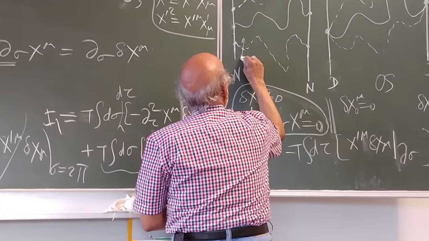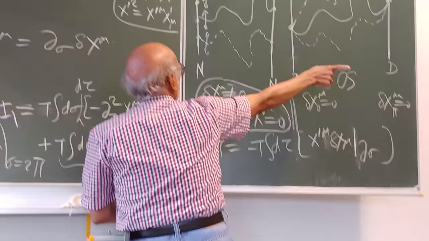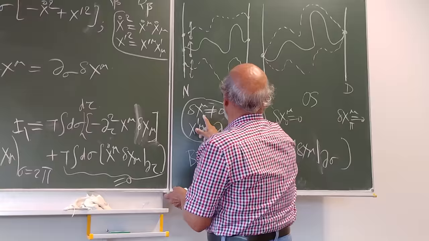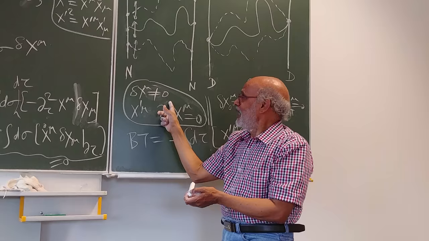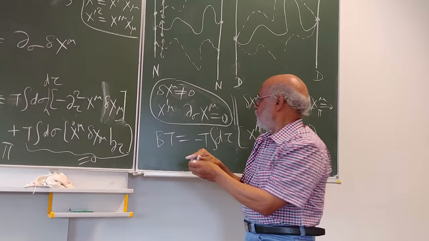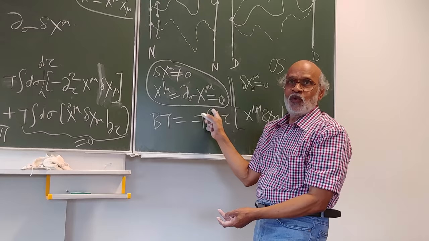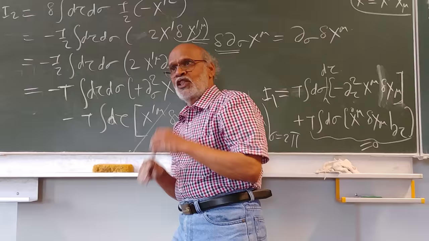Ends can move. Here ends could not move, here ends could move. And therefore, delta x would not be zero. And therefore, we additionally impose that the space derivative, this x prime mu or del sigma of x mu, vanishes. And so our purpose would be served. We want these boundary conditions to disappear, and that we can achieve.